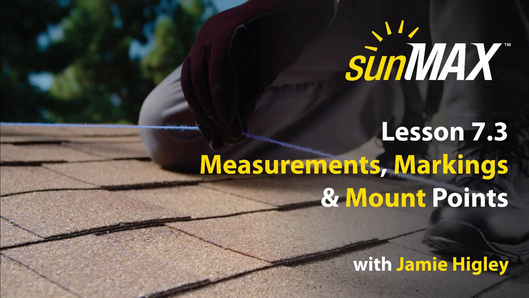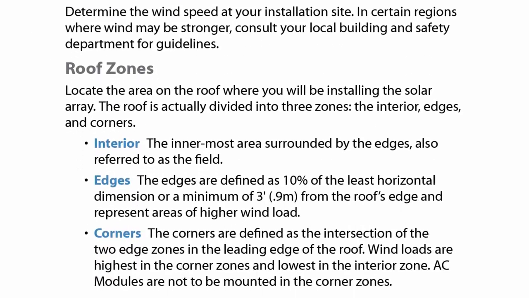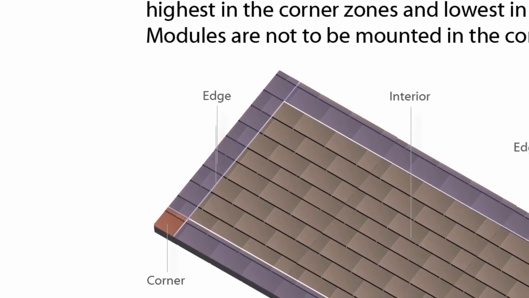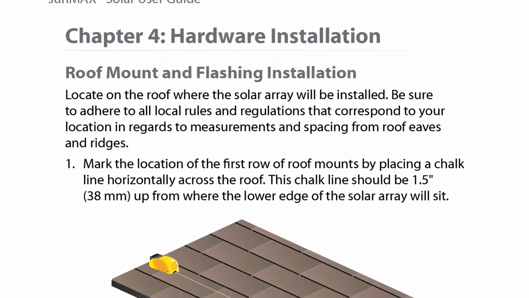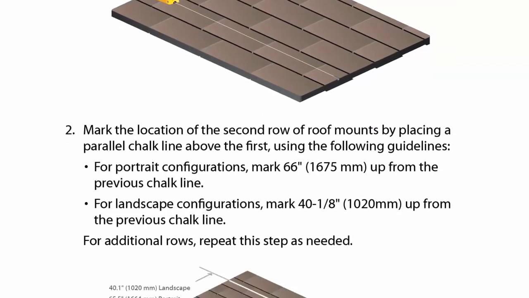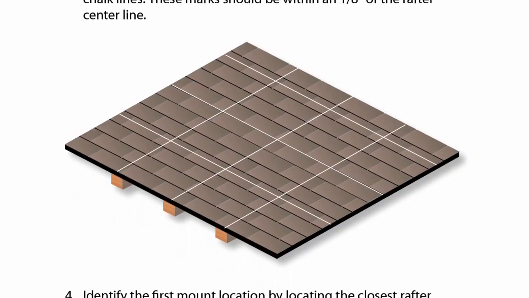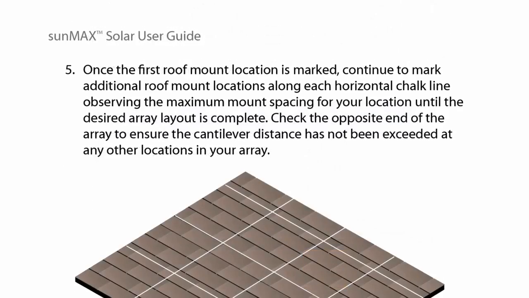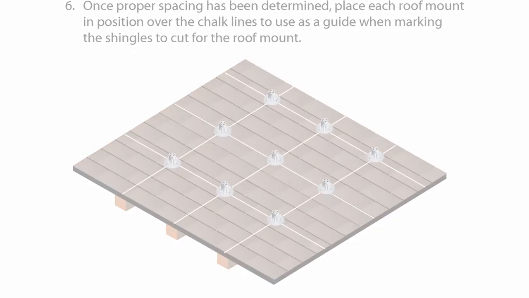Lesson 7.3 Measurements, Markings, and Mount Points. As you begin installation, be sure to adhere to all local rules and regulations with regards to measurements and spacing from roof edges, eaves, and ridges. The key to efficiently installing the SunMax residential system is to become familiar with each step, completing tasks in a compartmentalized fashion. For example, rather than mark chalk lines for only a single section of the array, consider marking all of the chalk lines before proceeding to the next step.